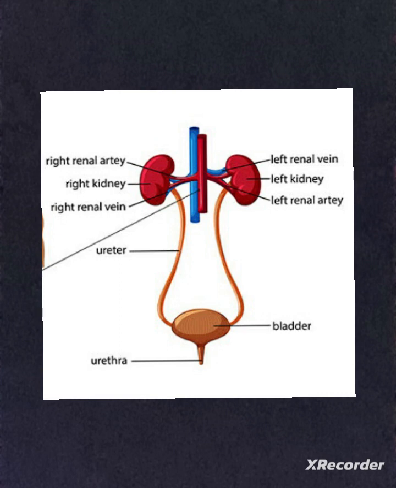So, now what do you mean by urinary bladder? It is a muscular sac like structure that stores urine. The urinary bladder is emptied by the process of micturition, that is, the act of urination. Urethra. This tube arises from the urinary bladder and helps to expel urine out of the body.